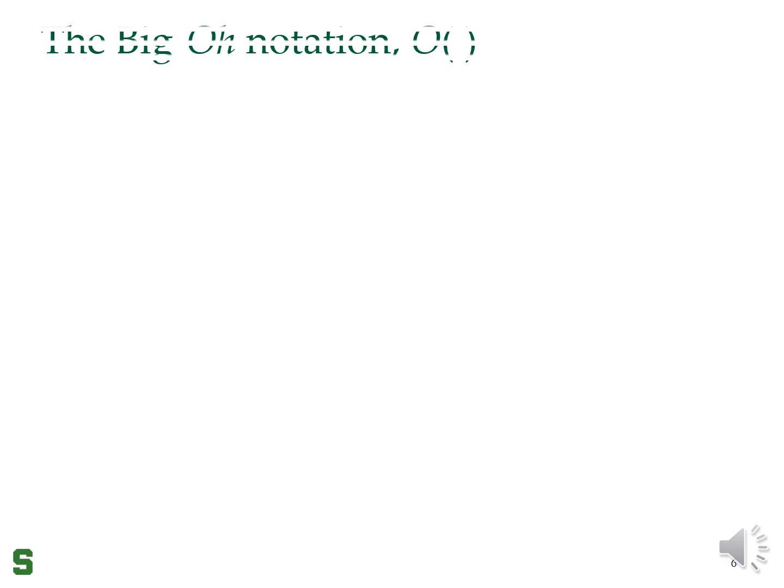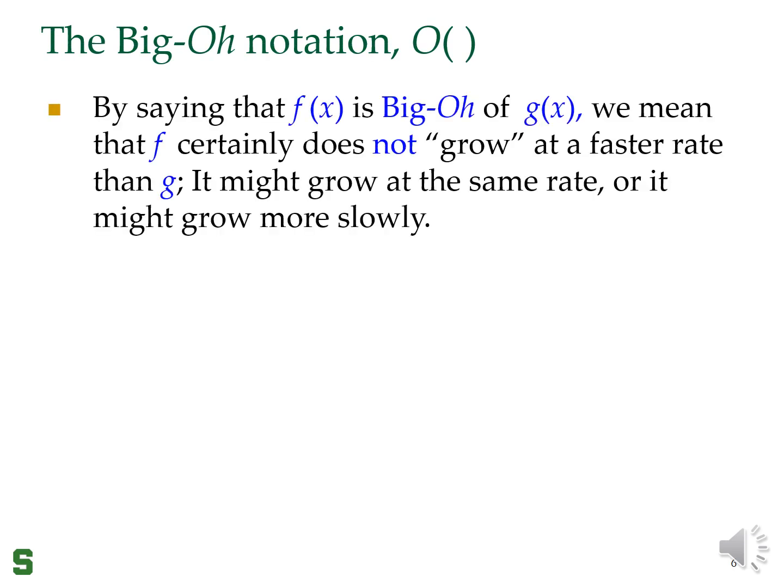So what is big O notation? What is it trying to capture? When we say f(x) is big O of g(x), we mean that f does not grow faster than g after a while. That is, when the numbers are large, f grows at the same rate as g or maybe slightly slower than g.